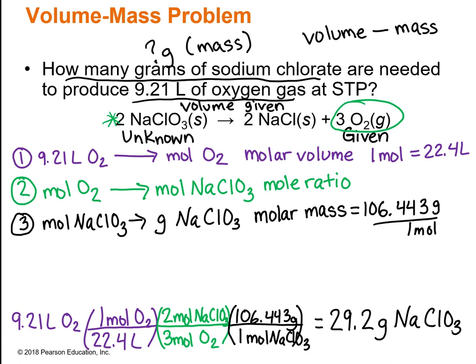So that's volume to mass. You take your liters, convert that to moles, take your moles, convert that to moles of your unknown. Then you take the moles of unknown and convert to grams of unknown using molar mass.